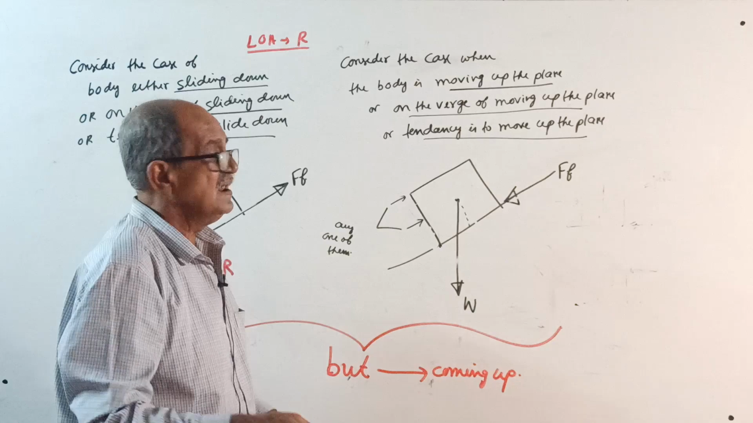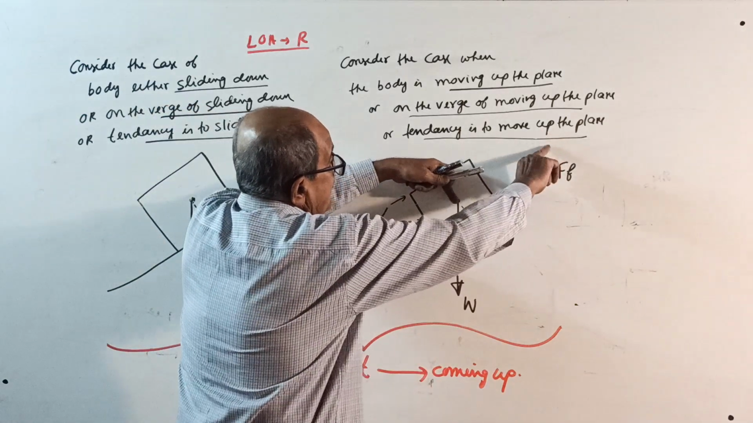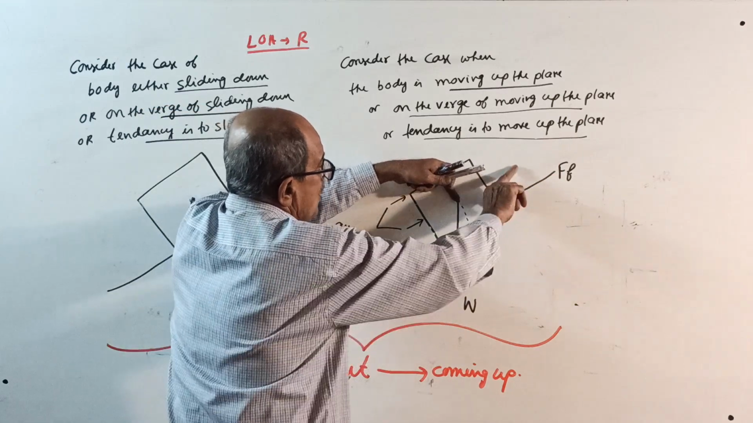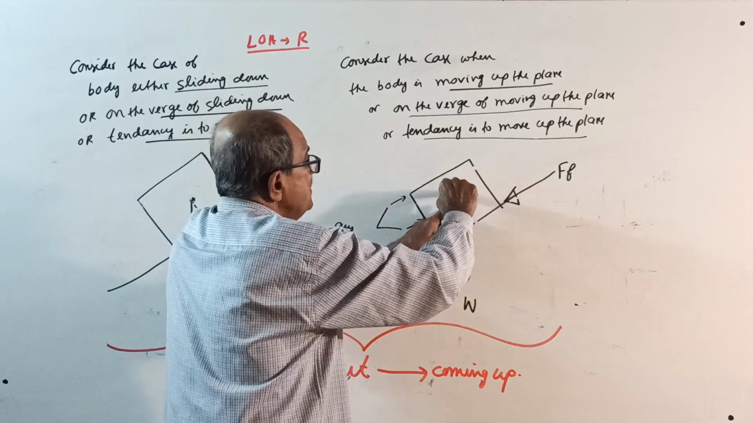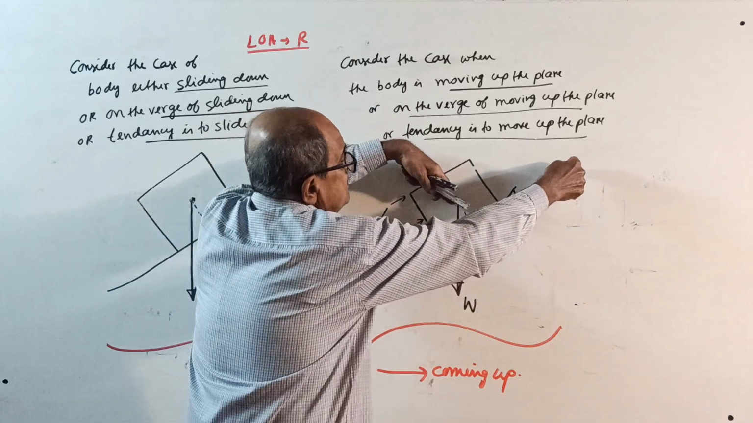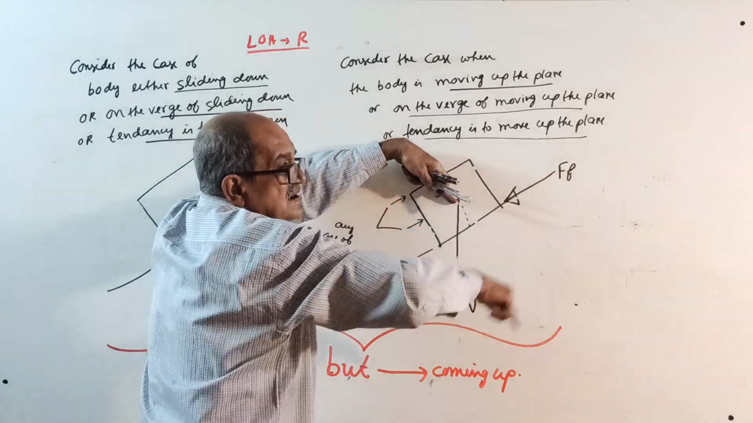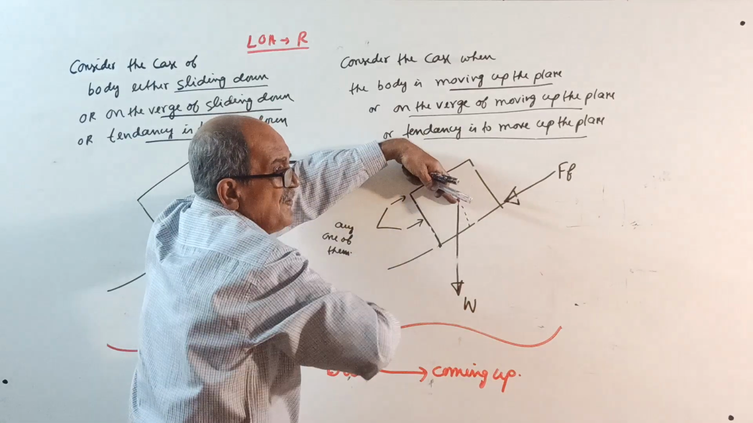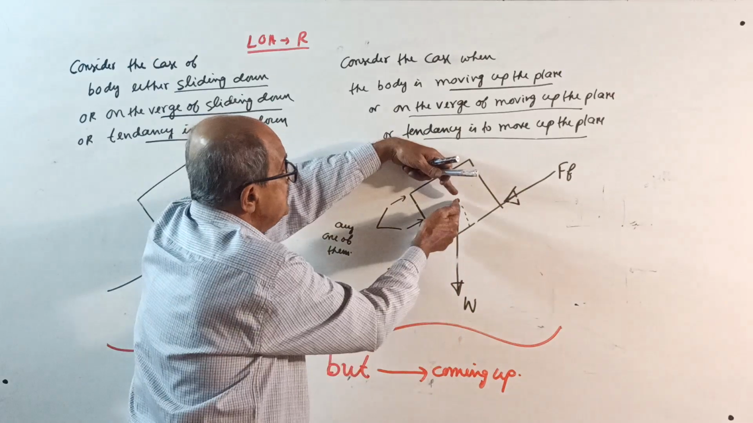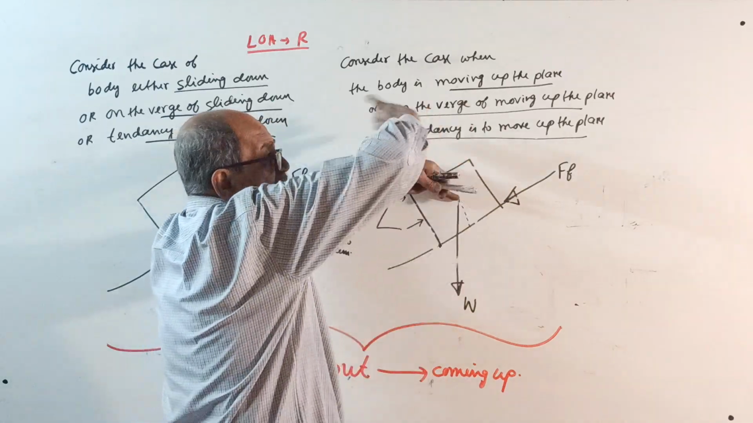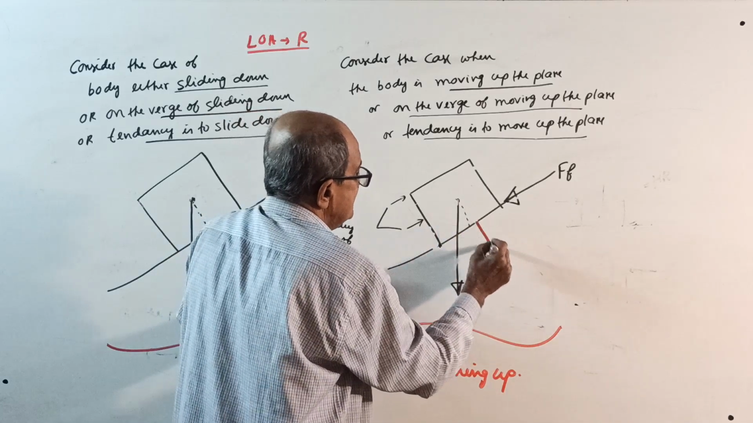This all will come later. Then, take moment about this point. See, Ff into this distance is clockwise. If the force is applied here, once again, that force also is clockwise. Or these forces along the plane will create clockwise moment. If it is a clockwise moment, normal reaction R about this point should produce anti-clockwise. So it will slightly shift this side.